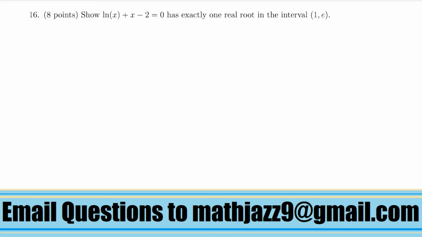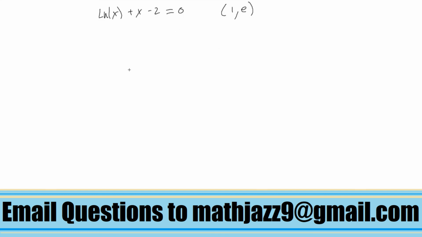Anyway, so the next one is: show that ln x plus x minus 2 equals 0 has exactly one real root in the interval 1 to e. Actually, it gave us open brackets there, so let's do that. So here's our problem. We want to show that this has exactly one root, so let f of x equal ln x plus x minus 2.